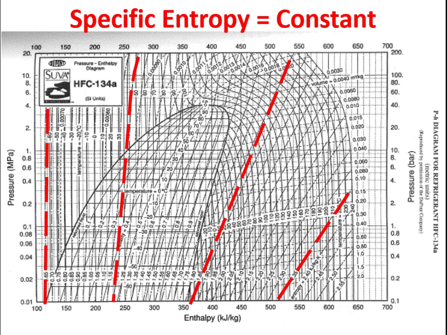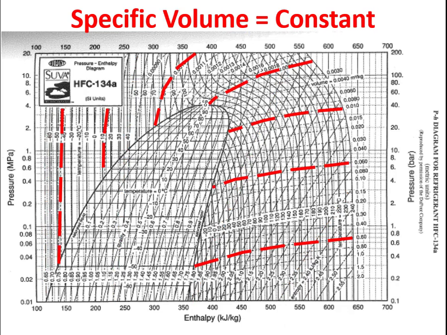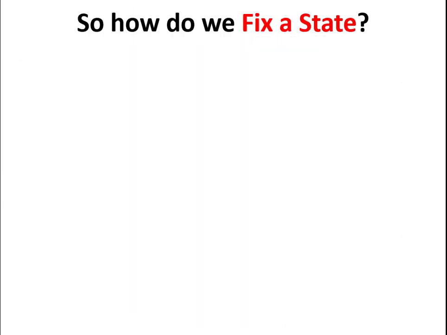This is one of the more difficult things to read off this table, I find. And then I can find specific volume by looking at the lines like I'm showing here. So there's lots of different things to look on this graph, lots of different things that we can use to try to understand what's going on.